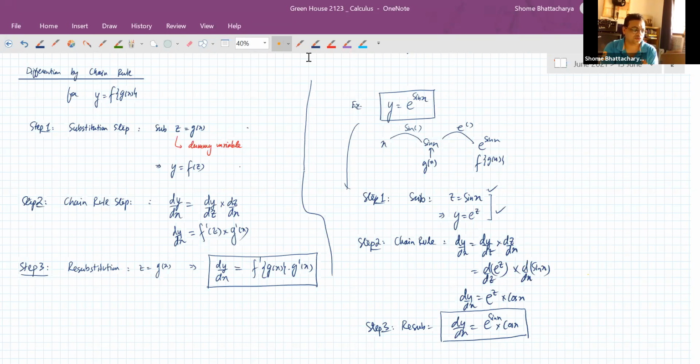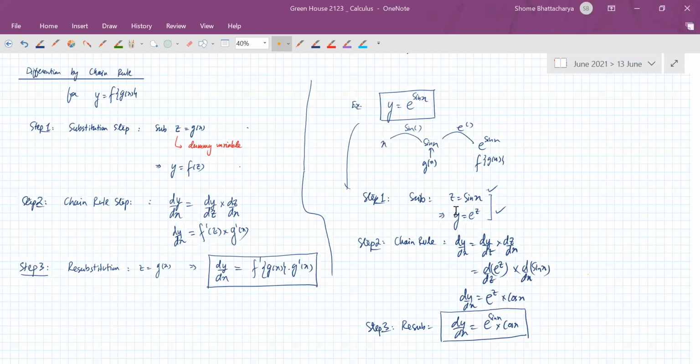Okay, people, so hope this is clear. Note down both the steps on the left hand side and the application of the steps in this particular question on the right hand side. Then we'll do a practice question and you'll see it will become very easy for you to solve.